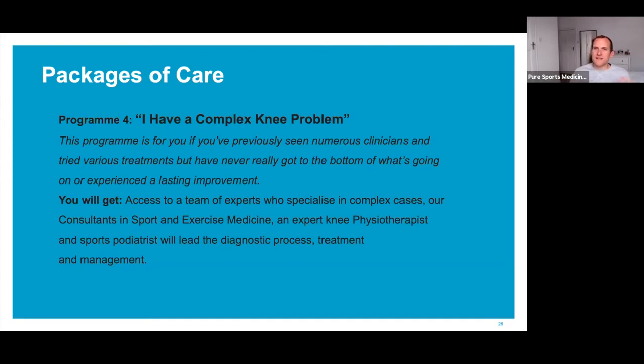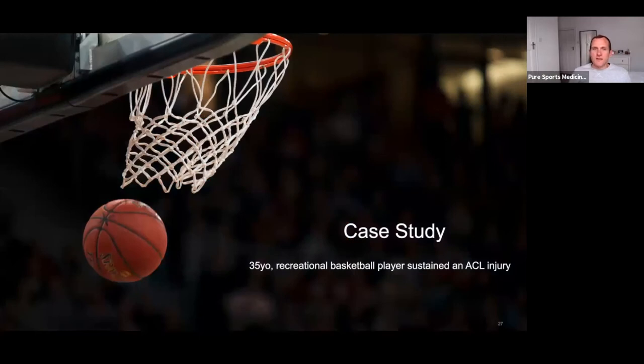So I wanted to take that concept of there being some packages, or ways in which we can manage particular problems, and move that forwards into a case scenario now, where we're going to look at a 35-year-old recreational athlete who played some basketball and sustained an ACL injury. I want to take you through a bit of the journey, but also hear from each of the members of the team as to how they may consider this type of injury, how they might be involved, and what interventions they might start to think about putting in place as this individual goes through their journey of care with us at Pure Sports Medicine.